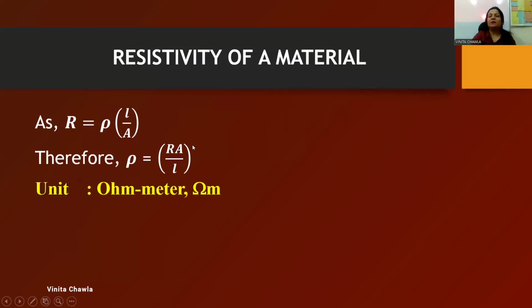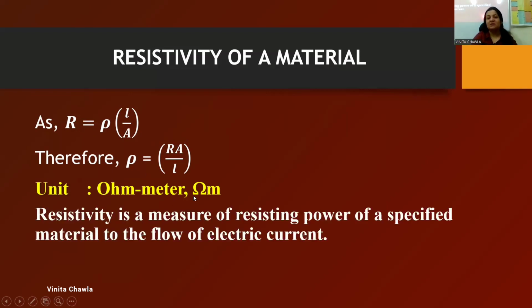So we can find the unit of resistivity like this. Resistance is measured in ohm, area in meter square, length is in meter. By putting the units here, you'll get the unit of resistivity as ohm meter. Resistivity is a measure of resisting power of a specified material to the flow of electric current. कोई particular material कितना ज़्यादा resist कर सकता है electric current को? कैसे resist करता है electric current को? That's resistivity.